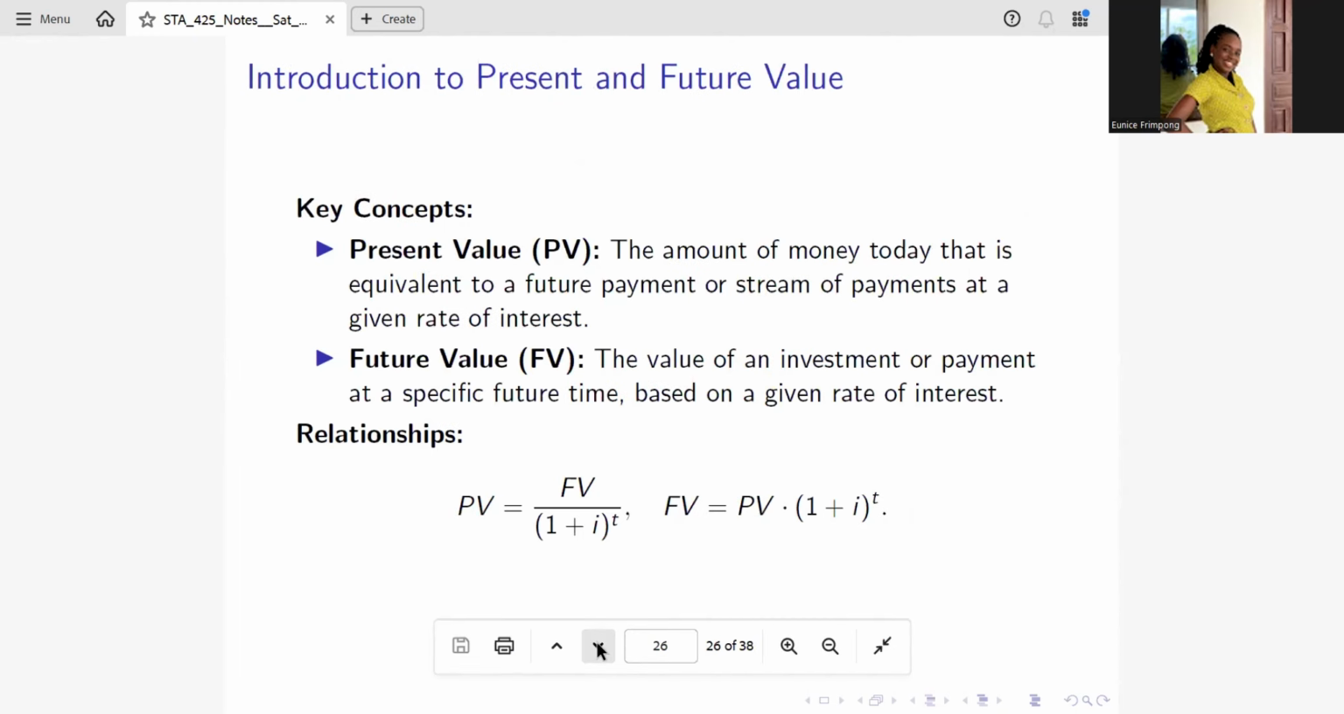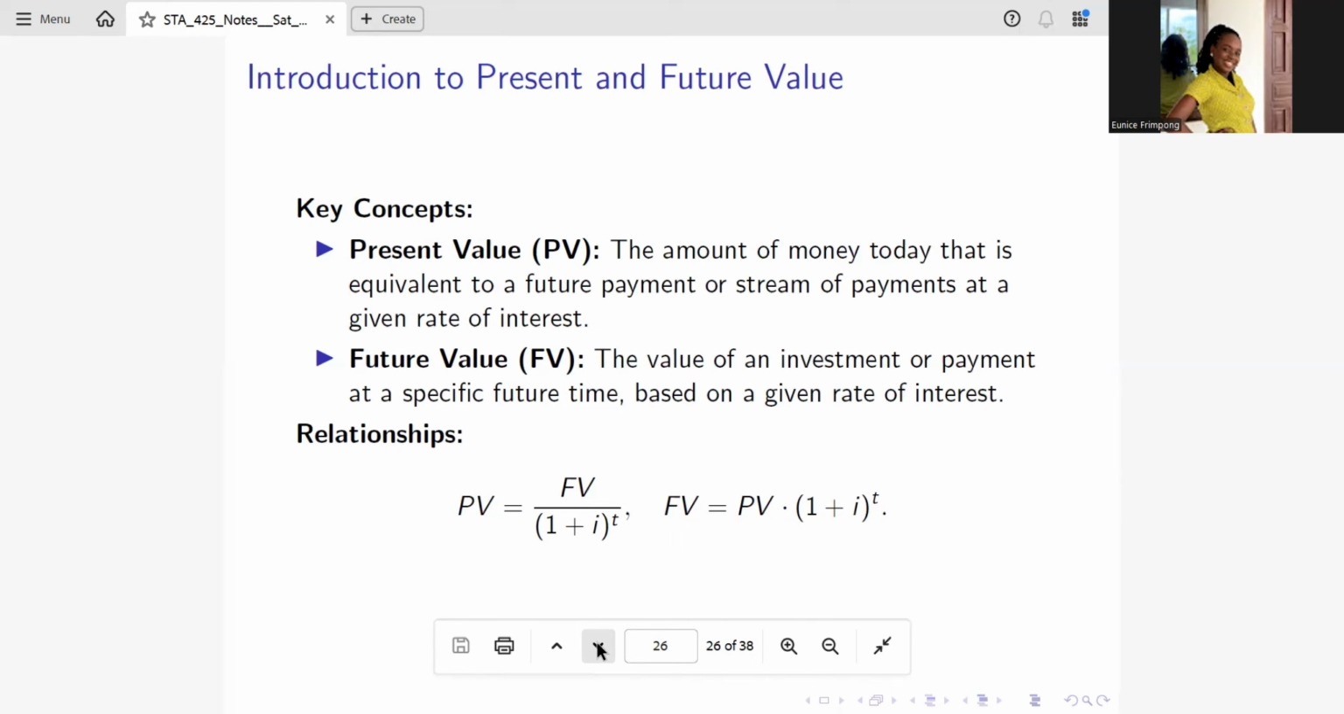Okay, so we bring the chapter of force of interest to a close, and now we look at an introduction to present value and future value. Present and future mean exactly as the words mean in common English. Now, present value is the amount of money today that is equivalent to a future payment or stream of payments at a given rate of interest.